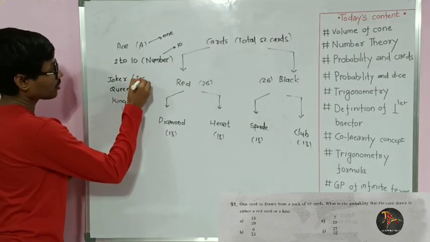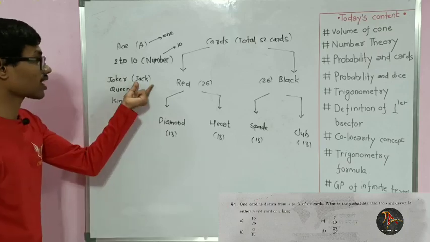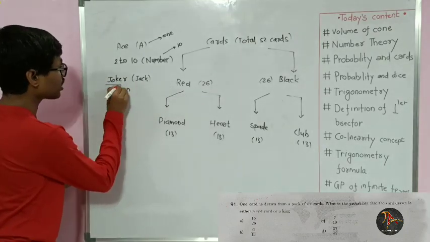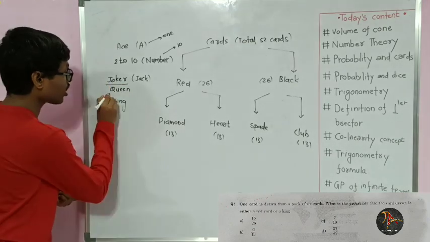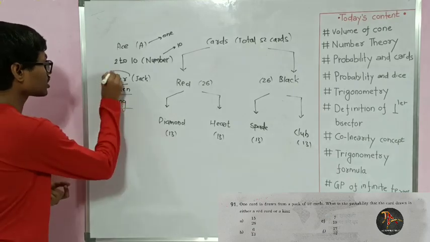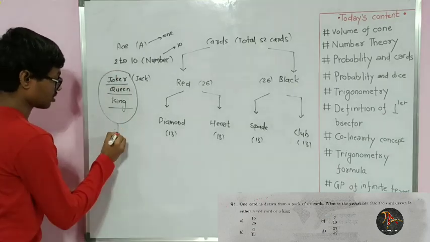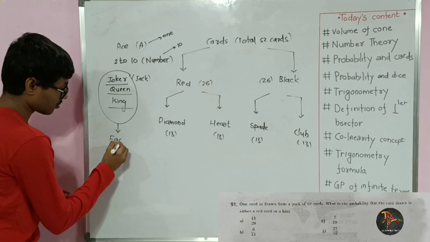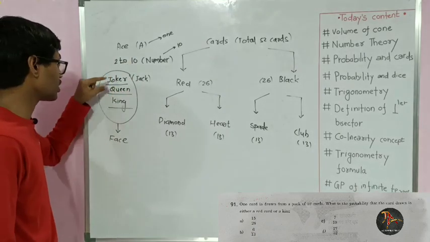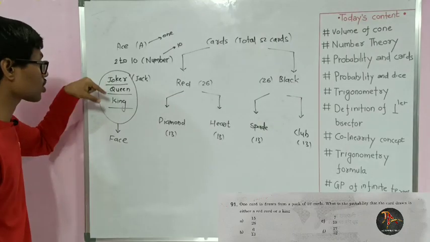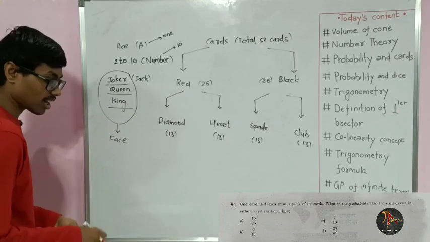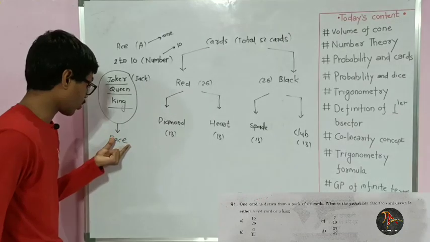Joker, we can also name it as jack card or joker card. Now, instead of 11 joker is there, instead of 12 queen is there and instead of 13 king is there, and this set is called as face card. फेस का मतलब चेहरा, और इन सब के चेहरे होते हैं उस कार्ड पर. जोकर के लिए जोकर का चेहरा, क्वीन के लिए रानी का चेहरा, किंग के लिए राजा का चेहरा. These are called as face cards.